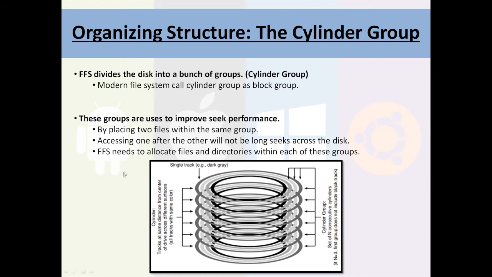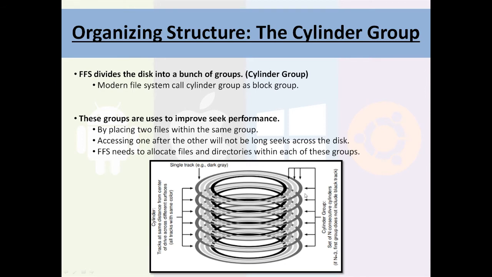The idea here was that these groups were used to improve our seek performance. By placing 2 files within the same group, they must be closer to each other, so accessing one after the other will not take as long to move the head across the disk. And FFS needs to allocate files and directories within each of these groups. This is an important thing here.